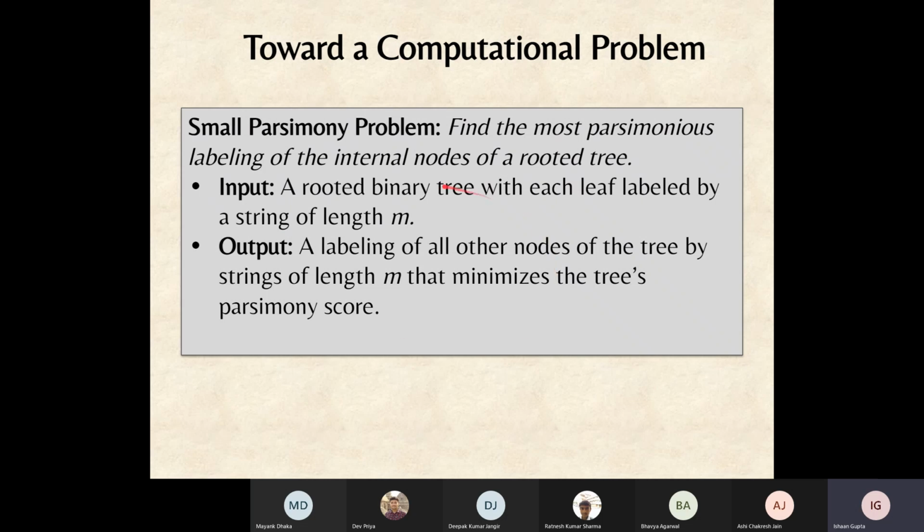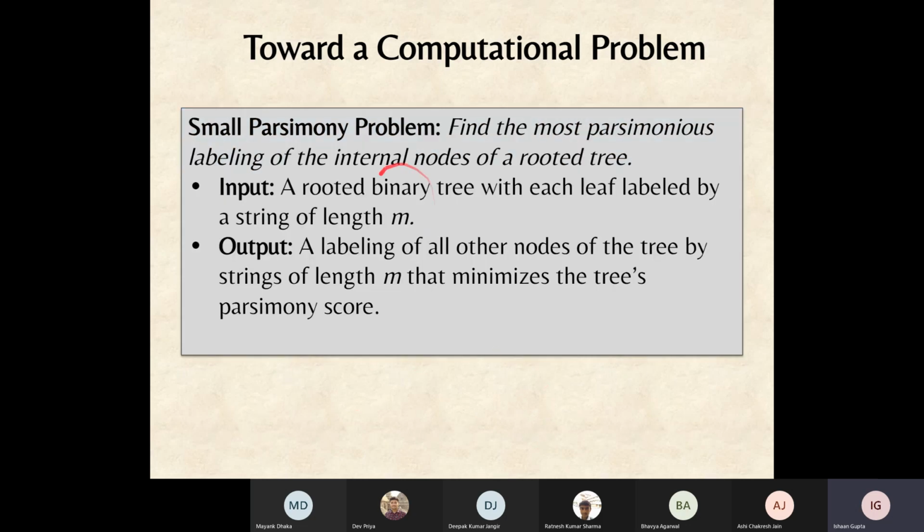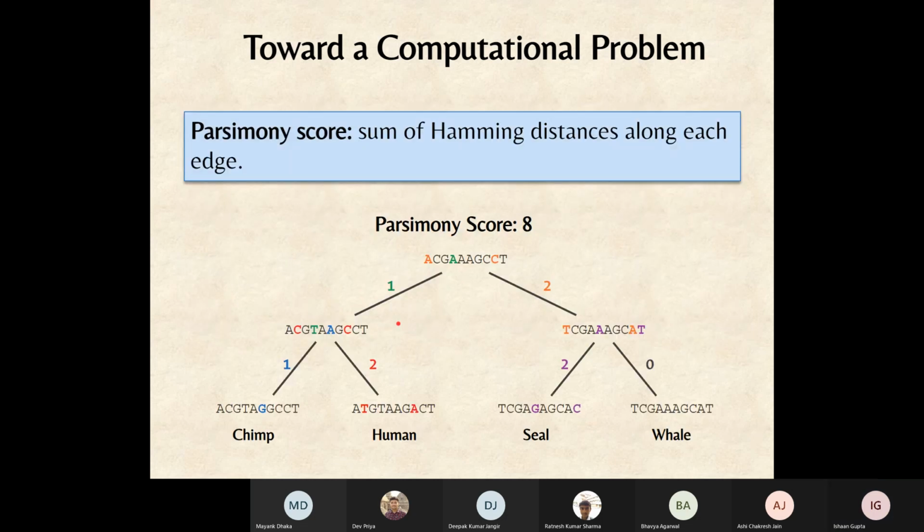Input is a rooted binary tree where each leaf is labeled by a string of length m. This tree you can get from any of the previous methods that we had. Now, you want to provide the most parsimonious labeling: the labeling of all the internal nodes, of string length m, such that it minimizes the tree's parsimony score. That means there are the least number of mutations going from the root node to the internal nodes to the final leaves. Those internal sequences are what you have to find out.